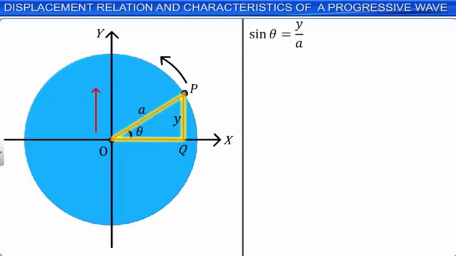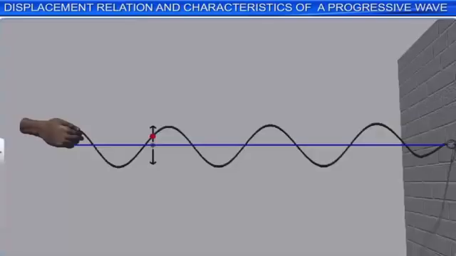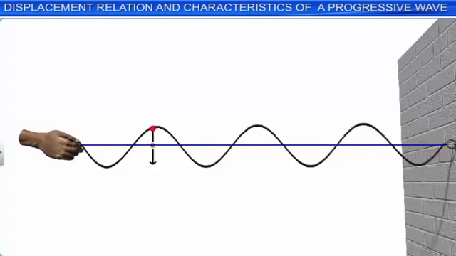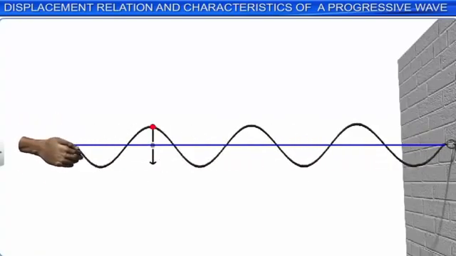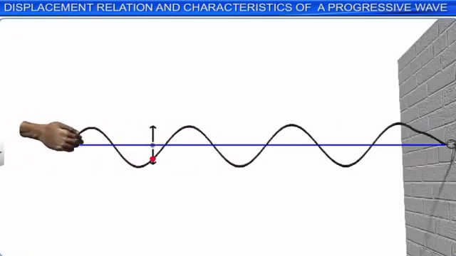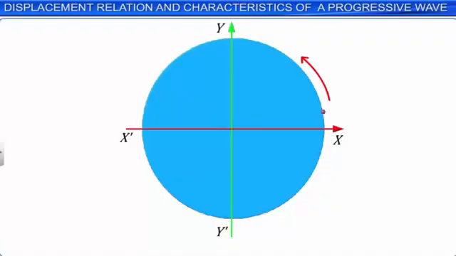Let us consider a point P moving along a circular path with constant angular velocity omega radians per second. Take the projection of this point P on the diameter parallel to the y-axis to obtain the point P dash. As P moves around the circular path, P dash will be moving up and down along the diameter with simple harmonic motion.